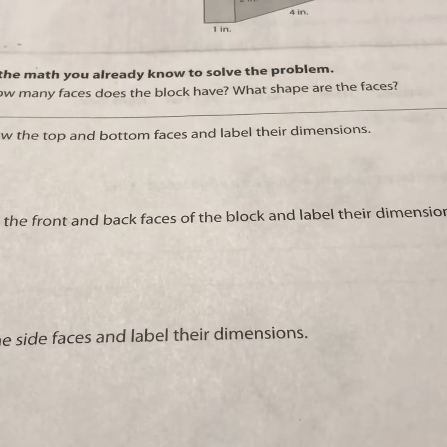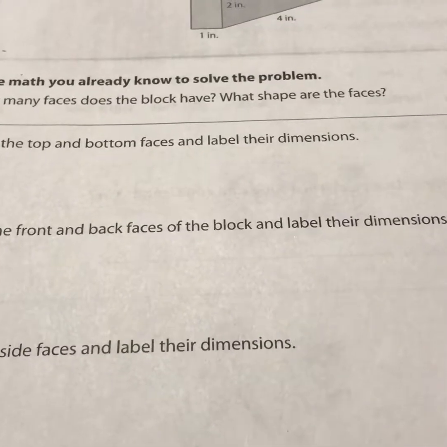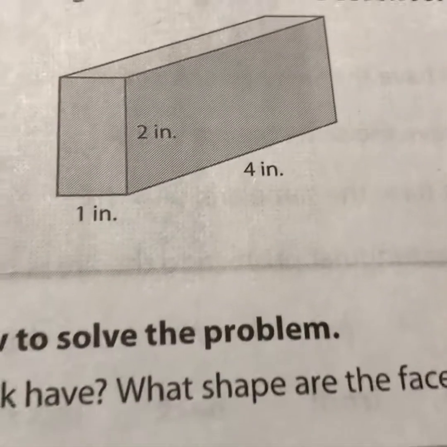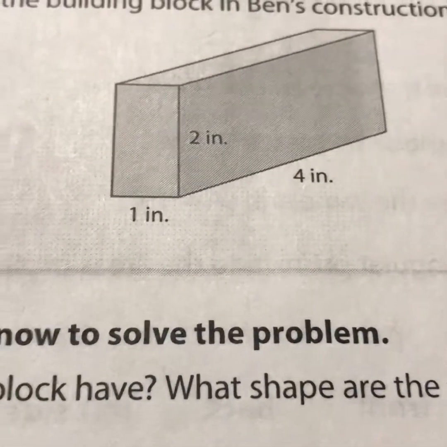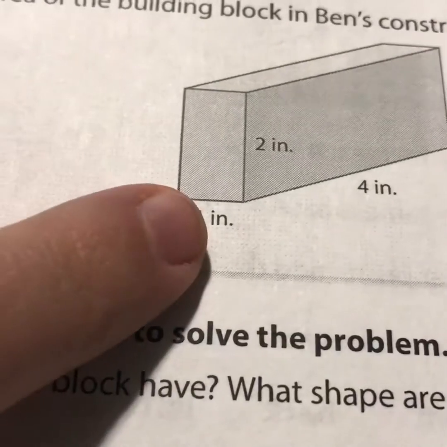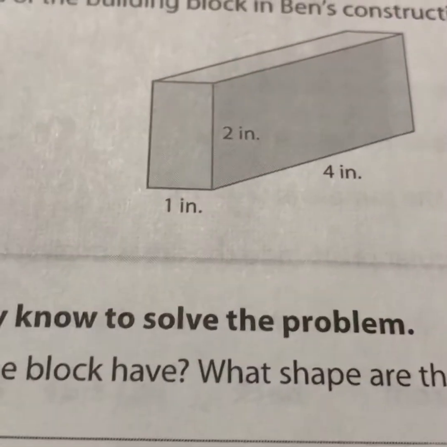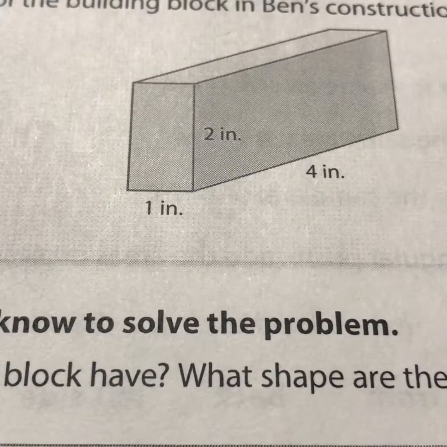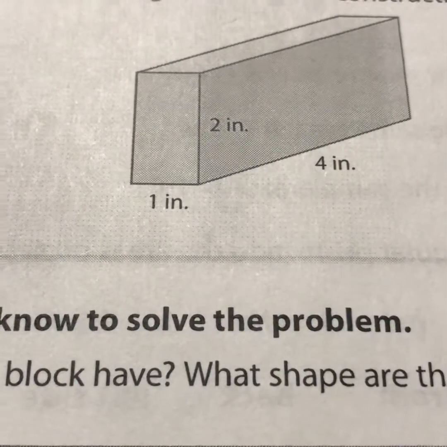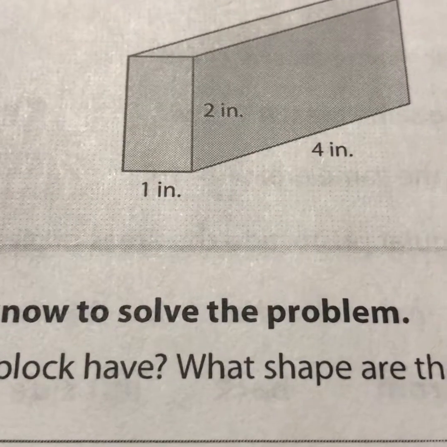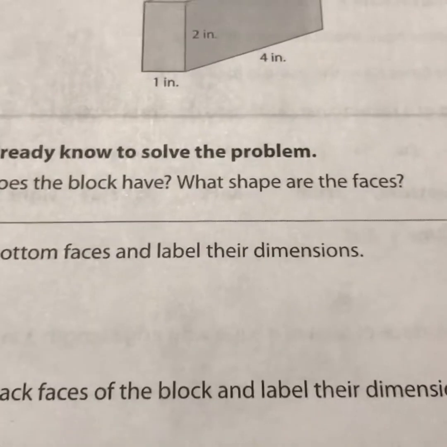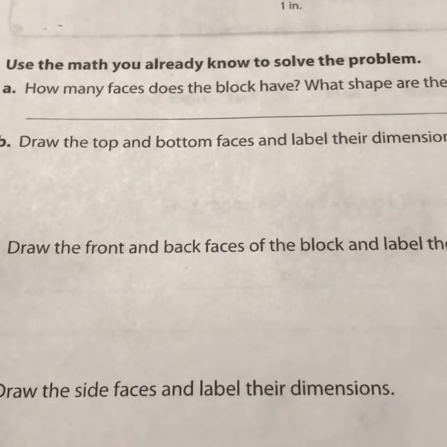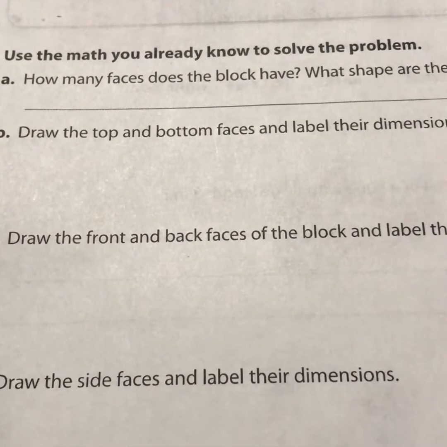Find the surface area of the building block in Ben's construction set shown below. So let's take a look at it. From what we see, there are 3 dimensions given: 1 inch, 2 inches, and 4 inches. Each of those represents length, width, and height. What it wants us to do first is pull this shape apart. The first question: use the math you already know to solve the problem.